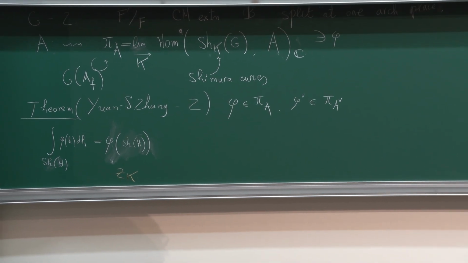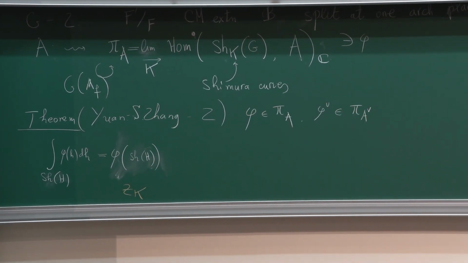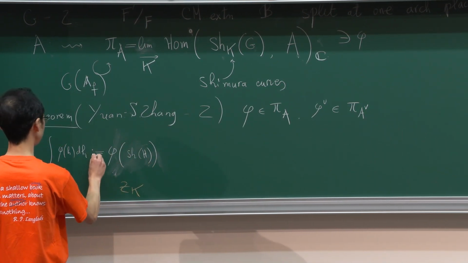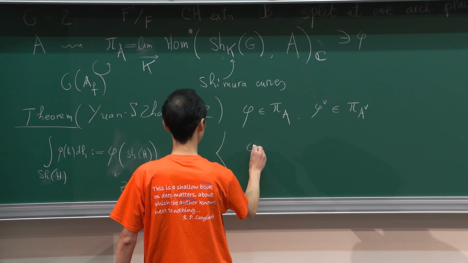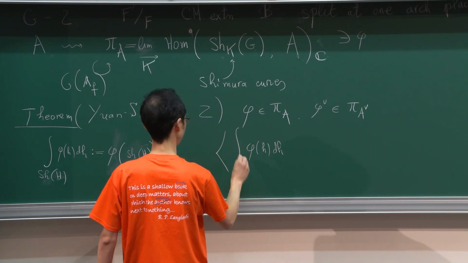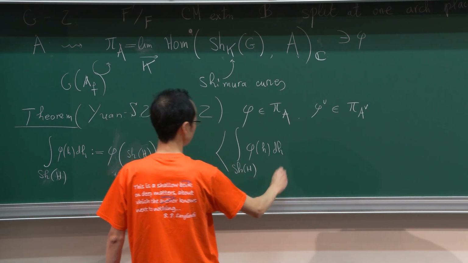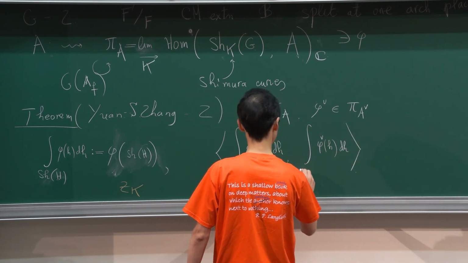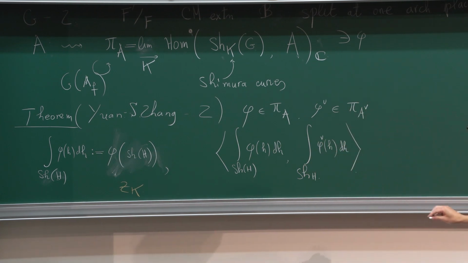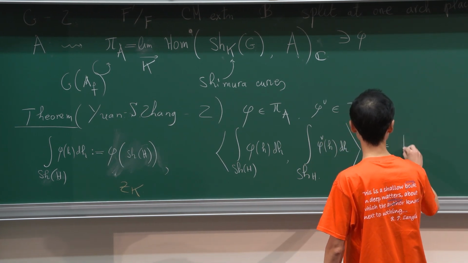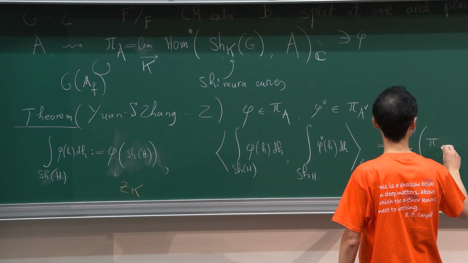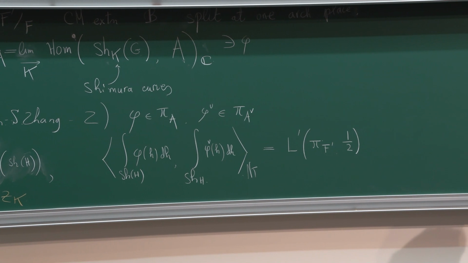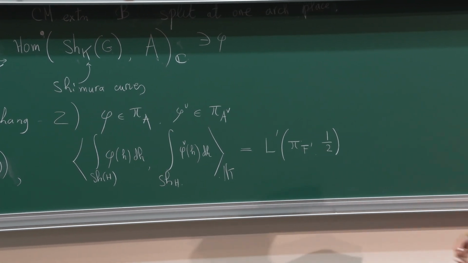So I get a point, and then I can take the Neron-Tate height. This is my definition here, so I can write it this way. The height for those two points is given by the derivative of L of pi_A base change to f prime, then evaluated at the center. So in this way, maybe it's more transparent.